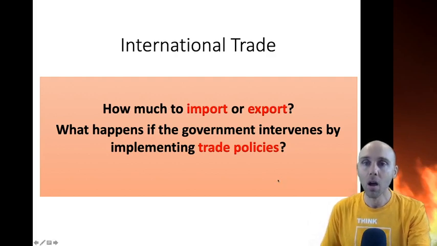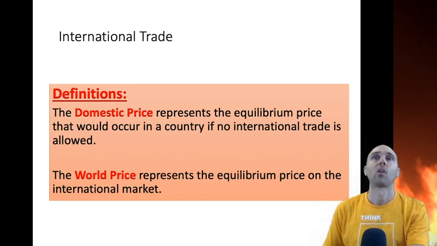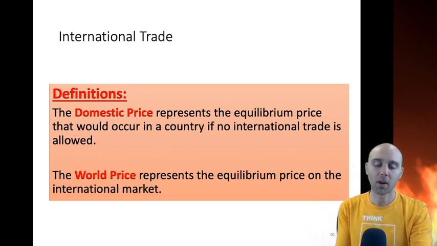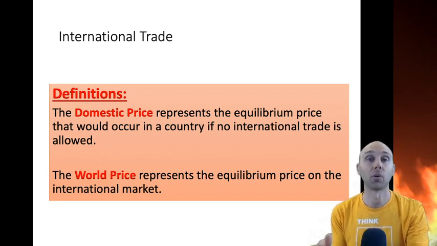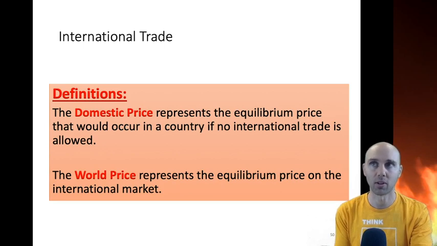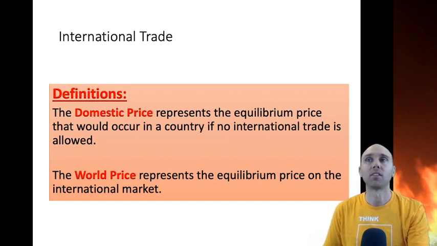So when we think about international trade and a model of it, we should think about both the domestic price and the world price. The domestic price is essentially the price that we've been talking about so far. It's that equilibrium price that occurs in the country if there's no international trade allowed. The world price is the equilibrium price when we take into account the international or global market.